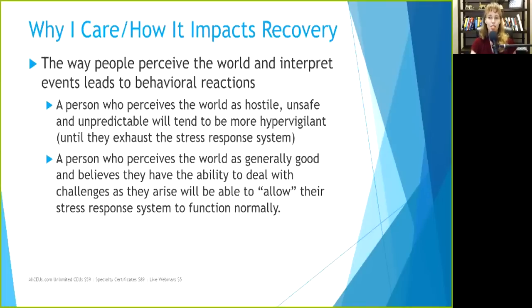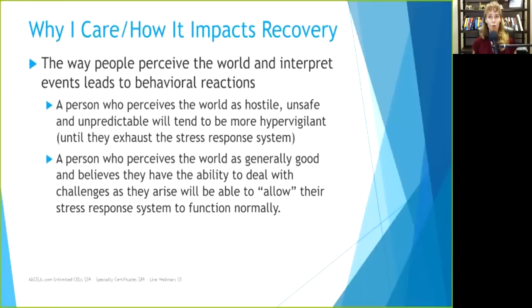A person who perceives the world as generally good and believes they have the ability to deal with challenges as they arise, that good old self-efficacy, will be able to allow their stress response system to function normally. So if they're like, you know what, I can deal with whatever life throws at me. I've got it, and maybe I need help with it. Maybe I'll need to ask for support, but I've got it. It's not going to completely overwhelm me.